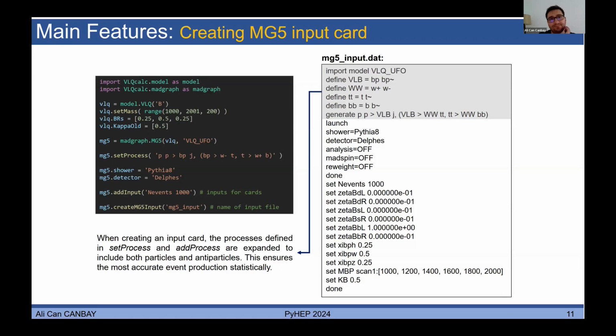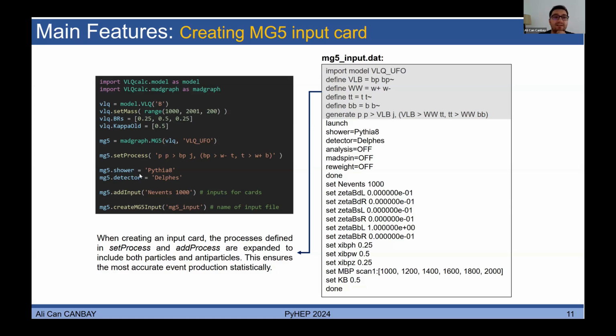Also, our module can create a MadGraph5 input card. For this, you need another object, called the MG5 object, coming from the MadGraph submodule. You can create this object by giving the VLQ object and the model name. And there are some methods for this object. The set process method is used for defining the process, and we also have the add process method for adding another process. Shower, detector, and analysis properties are also defined.